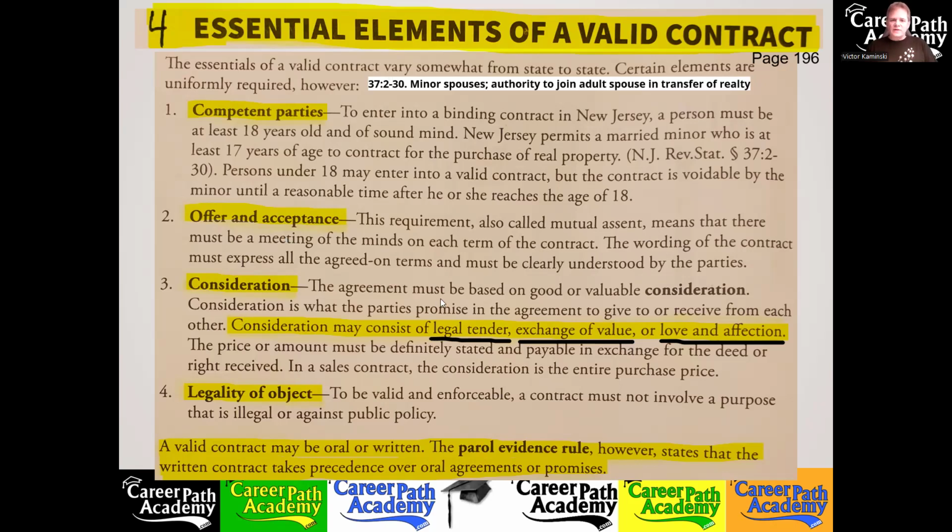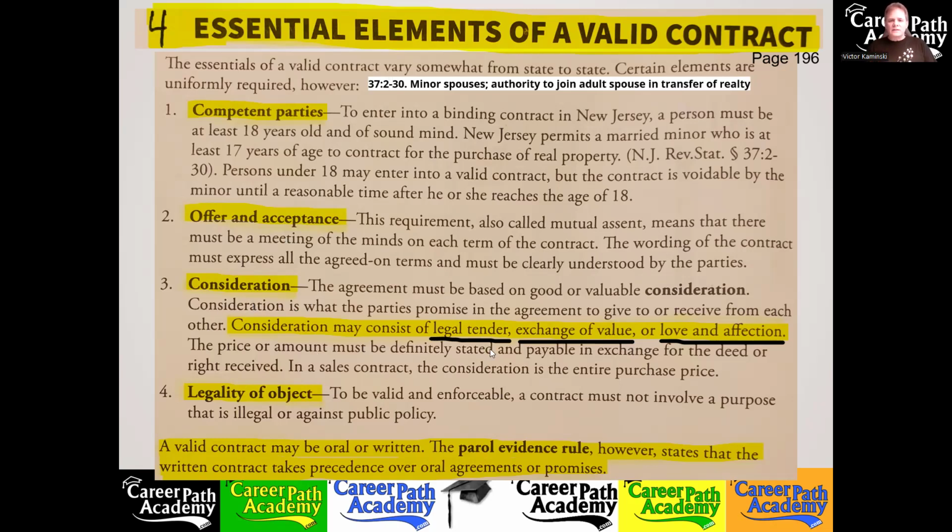Consideration is the agreement. I'm sorry, it's the payment. It's what the parties agreed on as compensation to be shared between the parties. In order for any contract to be legally enforceable, something of value has to be exchanged between the parties, and that something is consideration. And there are three legal forms of consideration.